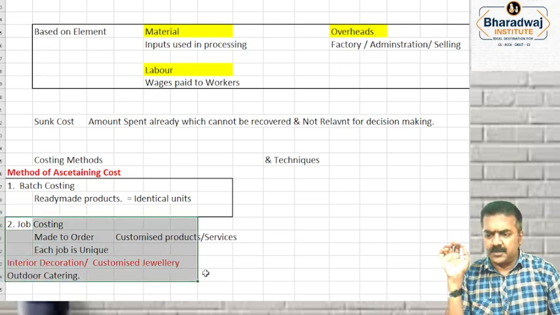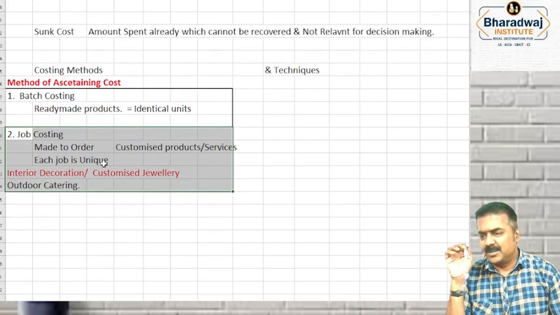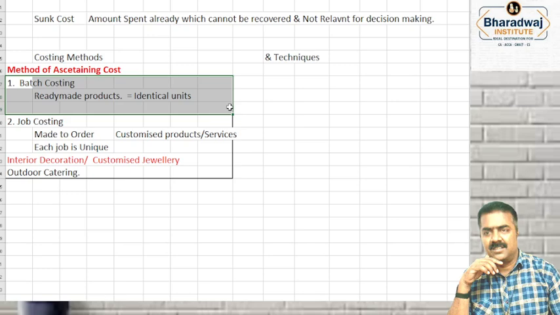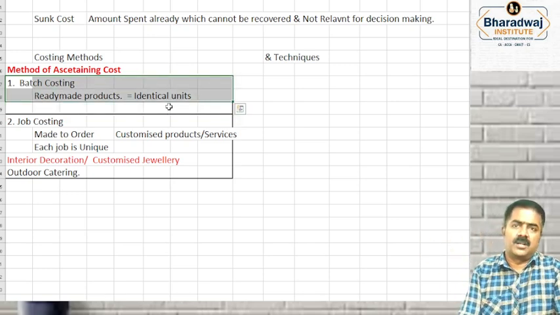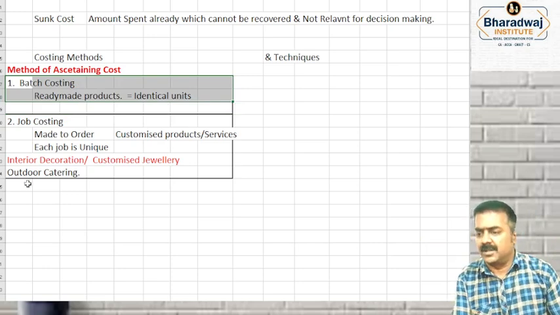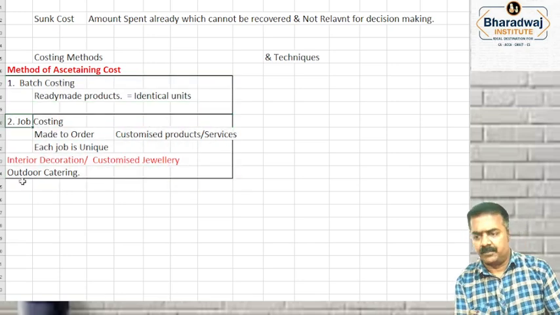Simple. It is the difference between normal auto and share auto. Normal auto, job costing. Share auto, batch costing. Batch costing will have identical units traveling from one direction to another direction on the bike. Clear? Whereas job costing, it is customized.